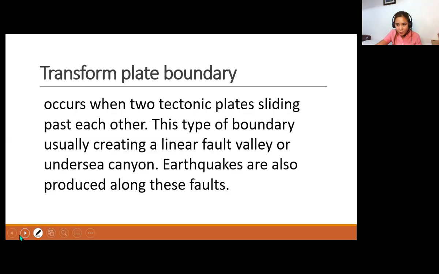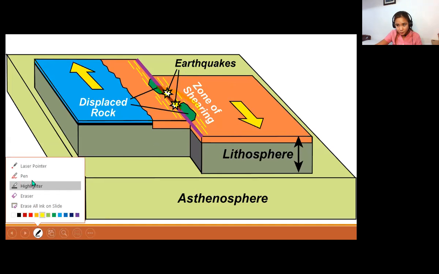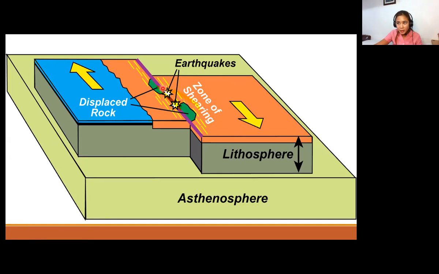Okay, now let's have an example here. Yan. So this is an example of a transform plate boundary. Sliding with one another. Okay, so of course, kapag nag-slide sa part na to, eventually, magkakaroon ng earthquake. Okay, so nangyayari siya again sa lithosphere na area. So Earth's crust and mantle.